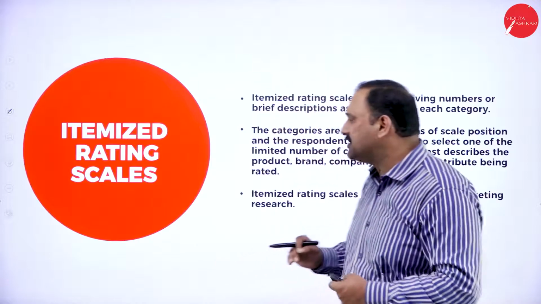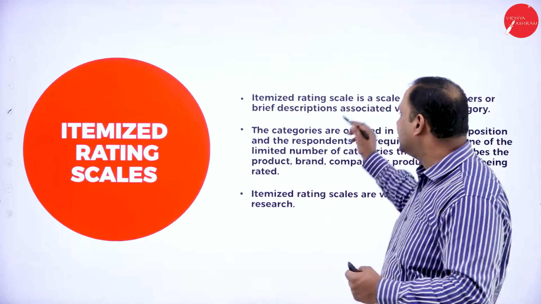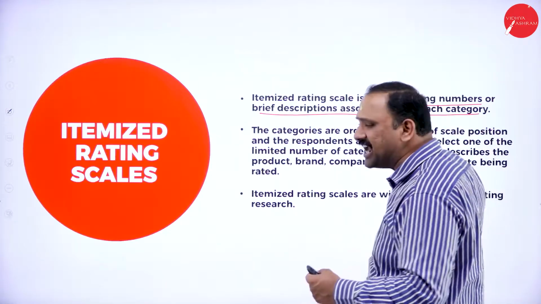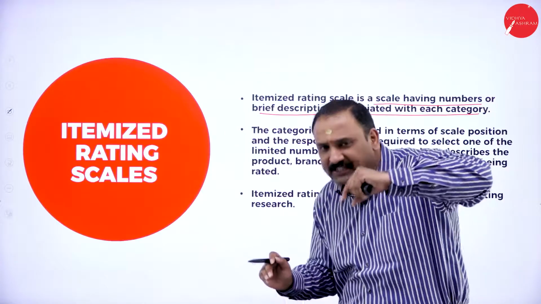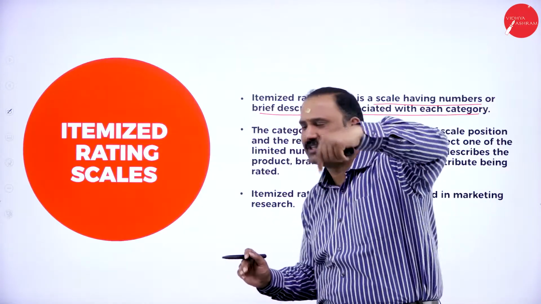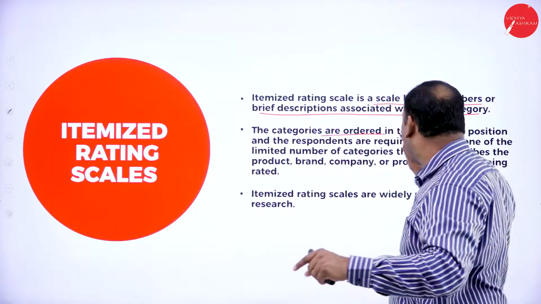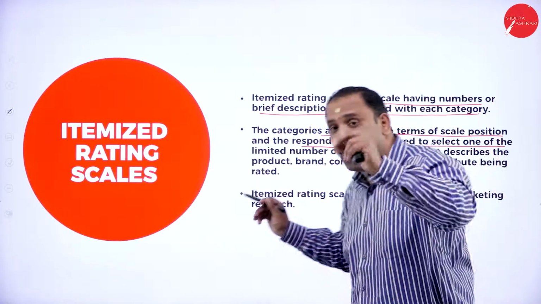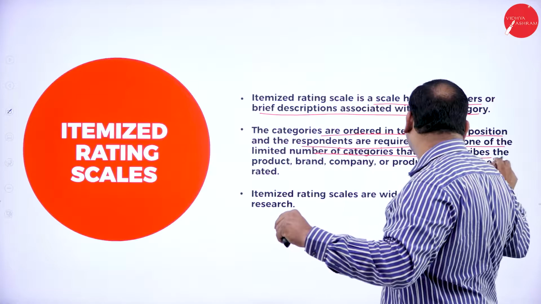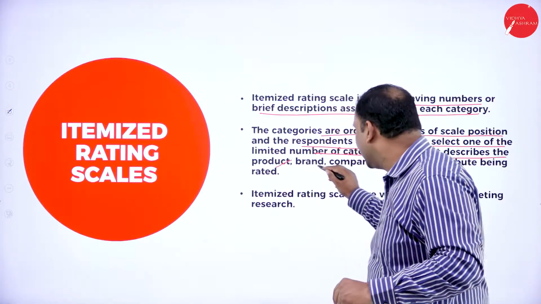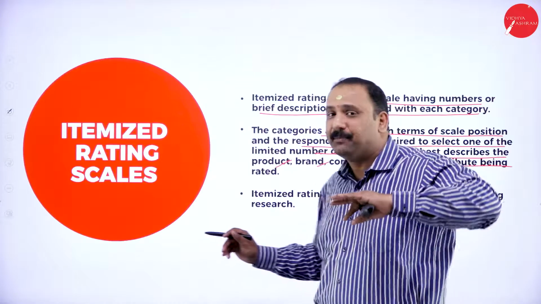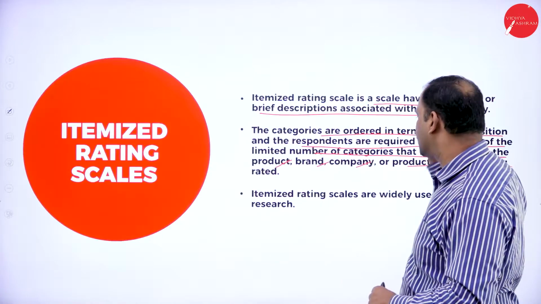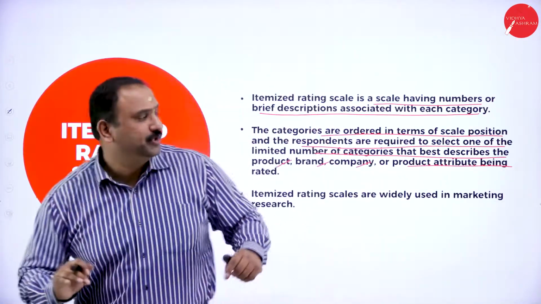Followed by the itemized rating scales. The itemized rating scale is a scale having numbers or brief descriptions associated with each category. So there's a small description that is associated with the category there. The categories are ordered in terms of scale position, and the respondents are required to select one of the limited number of categories best to describe the product, the brand, company, or the product attribute being rated. So please understand, product attribute being rated altogether. That is the condition that you need to understand here.